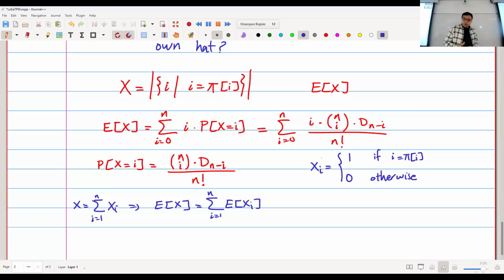So this is a much simpler problem to answer, right? So when is Xi 1? When i is in its own position. How many permutations do I have if i has to be in its own position? n minus 1 factorial, because I have to put i in its own position, and then everything else, I can permute in whatever way I like, right? So what is the probability that Xi is 1?